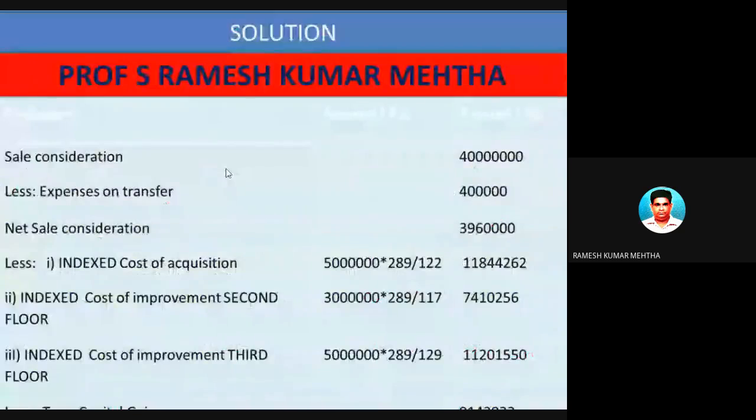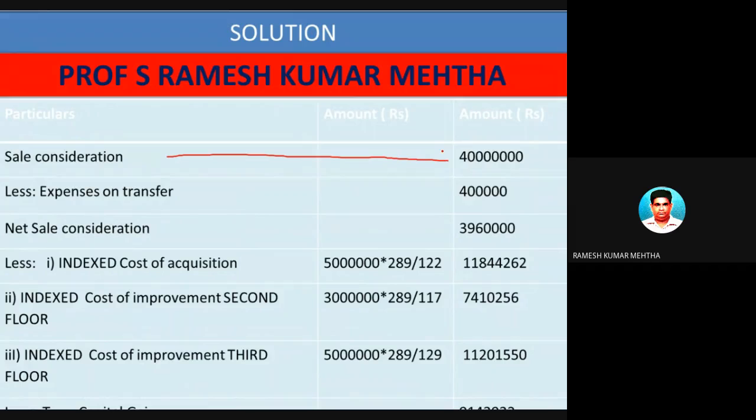Now let's solve the problem. Let's solve the problem. Now the problem is like this. So the sale consideration is 4 crores. उन्होंने 4 crores में बेचा. कौन? रमेश कुमार मेहता ने 4 crores.